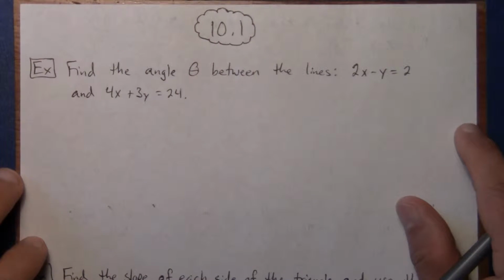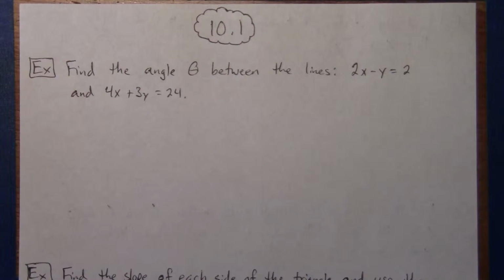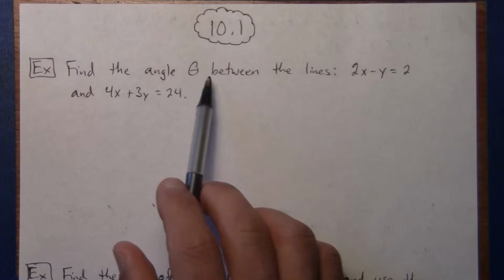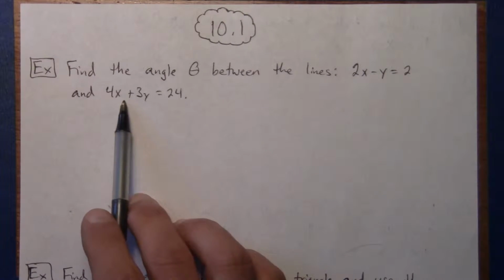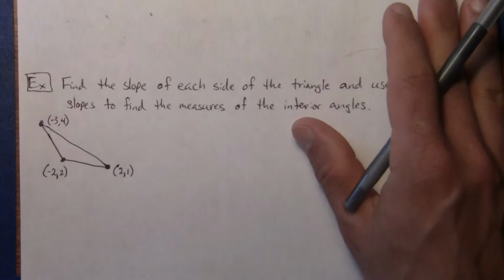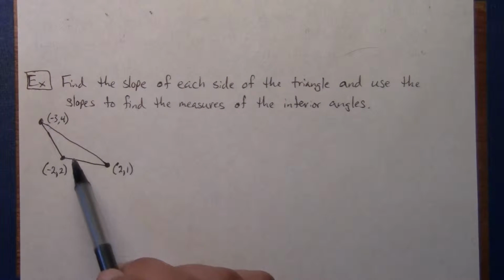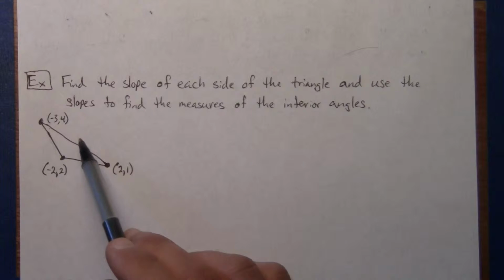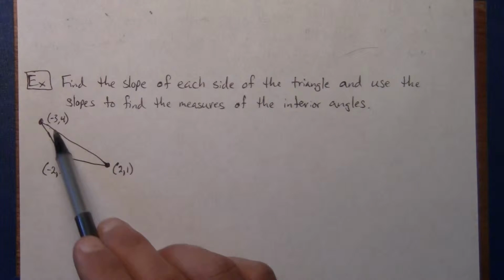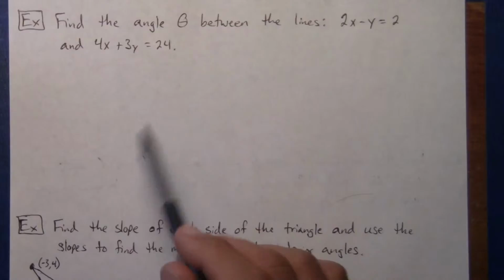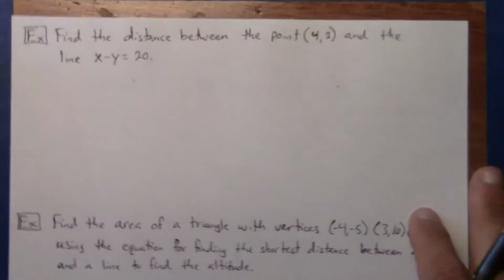Section 10.1, I'm going to take a look at 4 problems. The first one's going to ask you to find the angle between two given lines. Second one will ask you, given a triangle, to find the slope of all 3 of these line segments, and then use that slope to find the angle of all the interior angles, kind of like this one's doing, just adding an extra step to it.